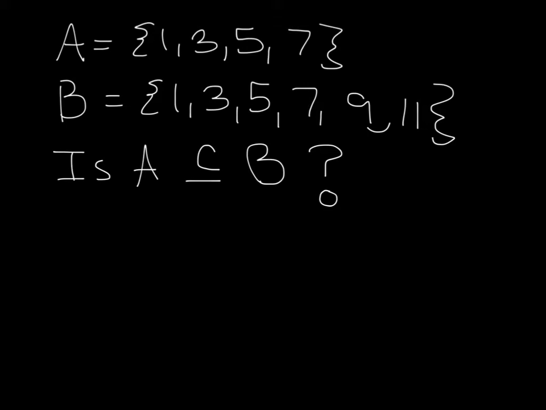Okay, so let's try examples where our members or elements are actual numbers. Here we have the set A, which contains 4 elements, and it happens to be the odd numbers: 1, 3, 5, 7. And then of course the set B, which is a larger set. It also has 1, 3, 5, 7, but it also has 9 and 11. This is actually just a good review.